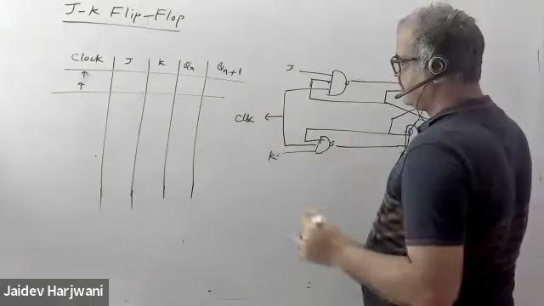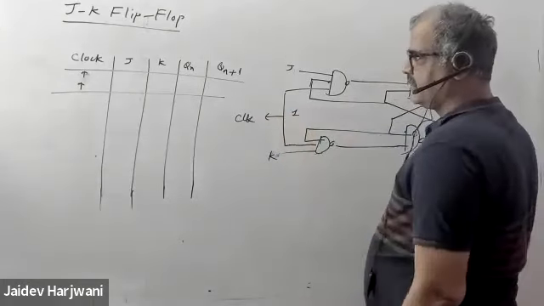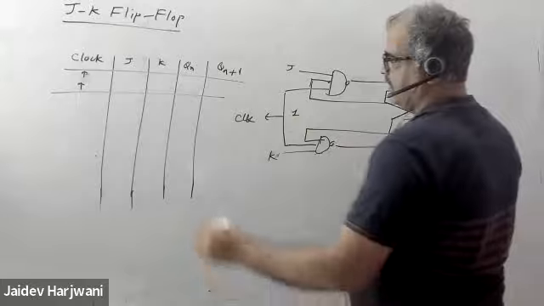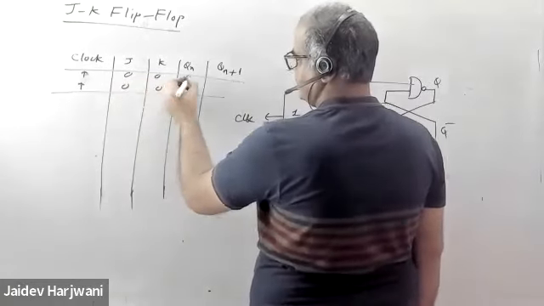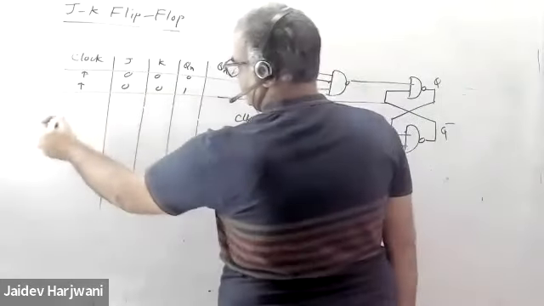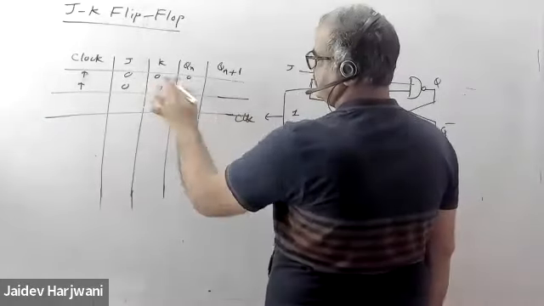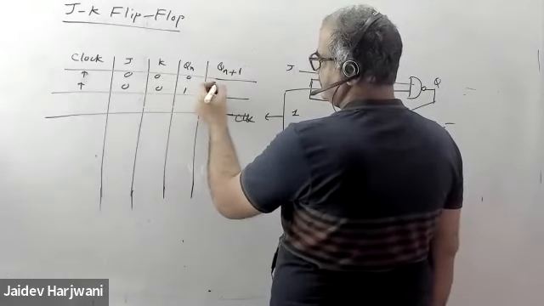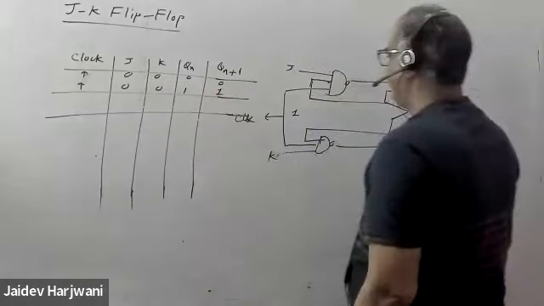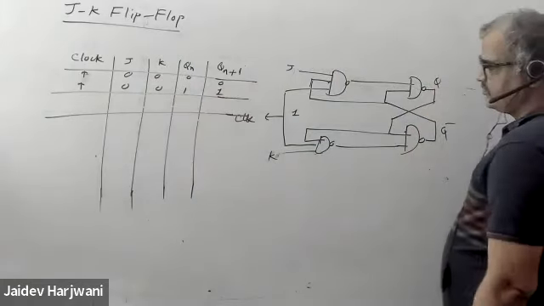Now let us start. Clock is 1. Initially clock is 1, and this is your 0, 0, 0, 0. This can be 0, this can be 1. So we'll show you the output. So 1, 0, 0, 0 is a no change condition. So this will be 0, this will be 1. If you want, you can put the values and you can check.